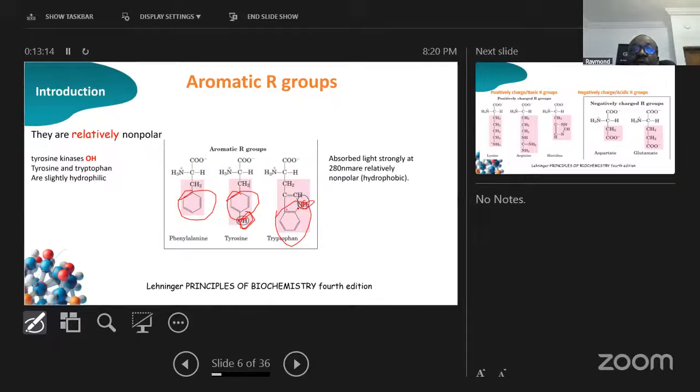Remember, I told you that these are monomers that make up a polymer called proteins. So now this tyrosine can be found in the protein. If tyrosine is found in the protein, the enzyme can phosphorylate that protein, because some enzymes are active upon phosphorylation. So this tyrosine kinase is to phosphorylate those proteins, activating them. And they can only phosphorylate the protein at the tyrosine residue. That's why they are called tyrosine kinases.